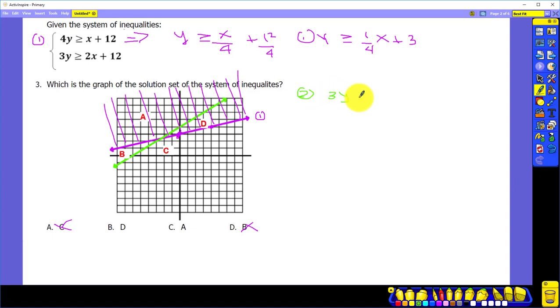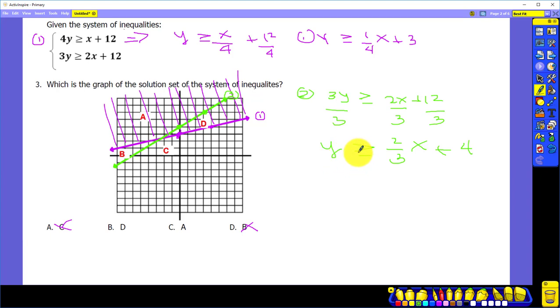Alright, next let's try to rewrite our second inequality. So I have here 3y greater than or equal to 2x plus 12. So divide by 3, divide by 3. I'll get y greater than or equal to 2/3 x plus 4. So my y-intercept is over here. I have to go up twice, 1, 2, and run to the right 3 times, 1, 2, and 3. Alright, so this line is described by inequality number 2.